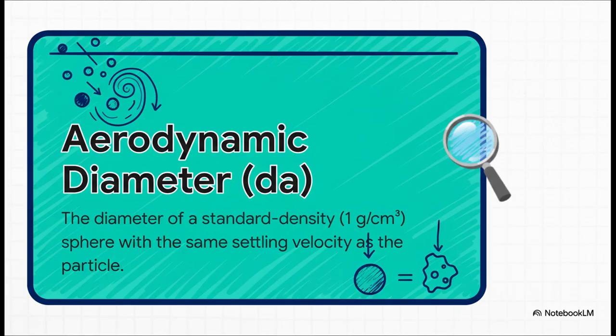So here's the genius of it. The aerodynamic diameter lets us completely stop worrying about what a particle is actually made of or what its real shape is. Instead, we just ask one simple question. If this particle were a perfect little sphere of water, what diameter would it need to be to settle at the exact same speed? That's it. It gives us one single number to describe its behavior, no matter how physically complex it is.